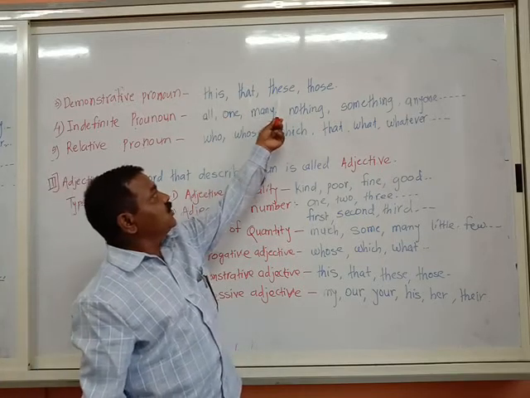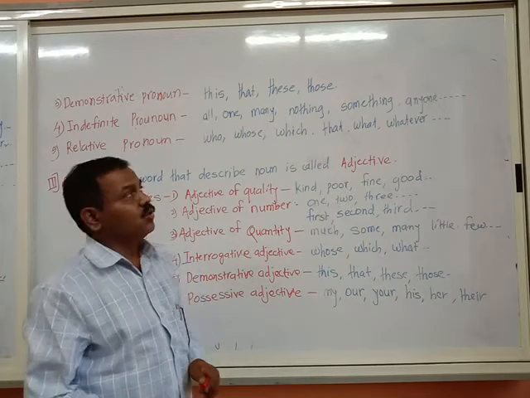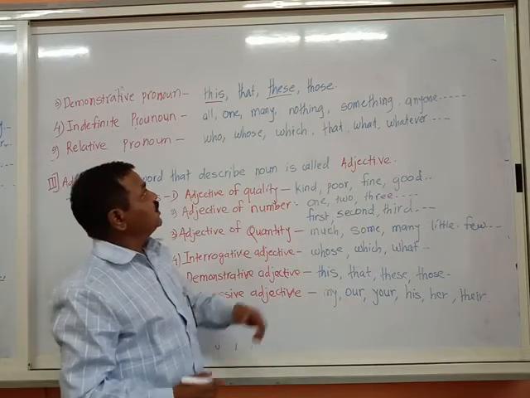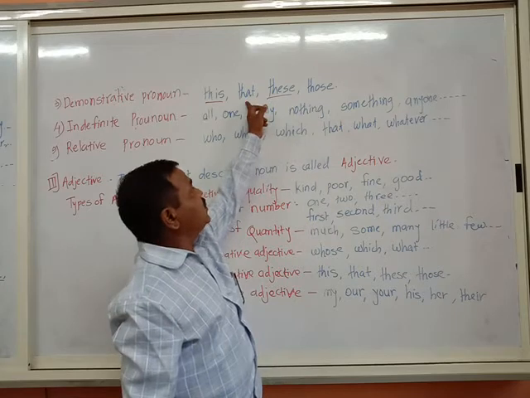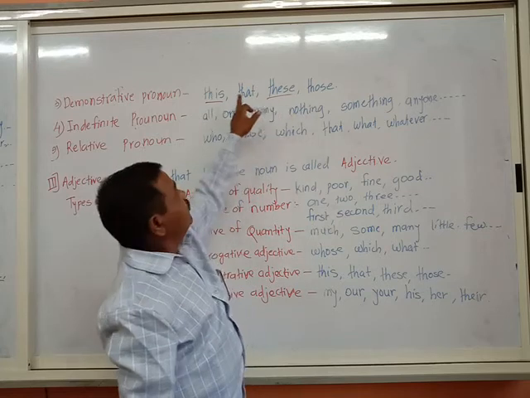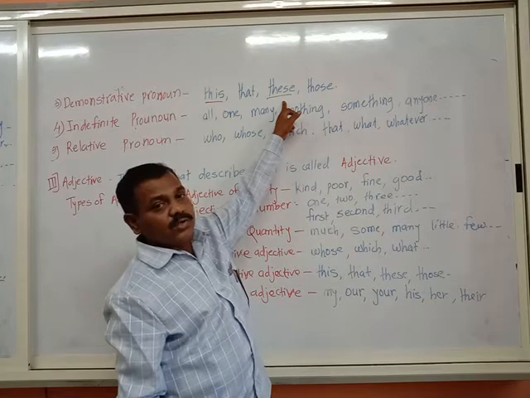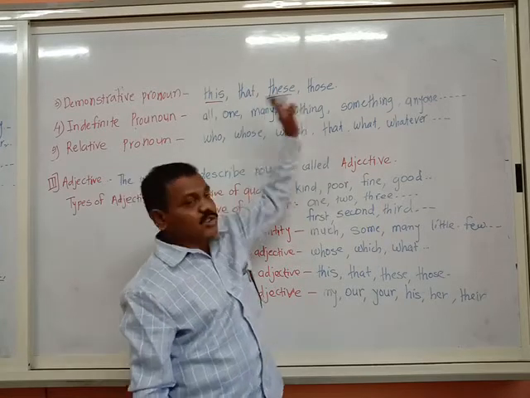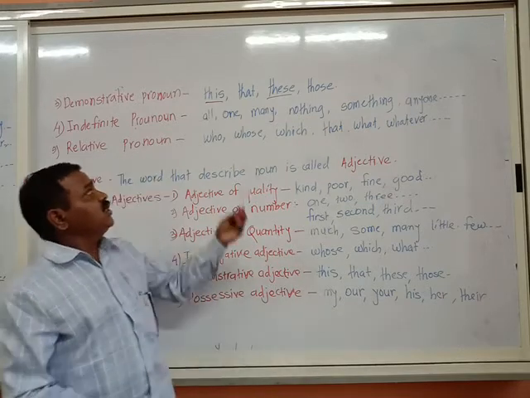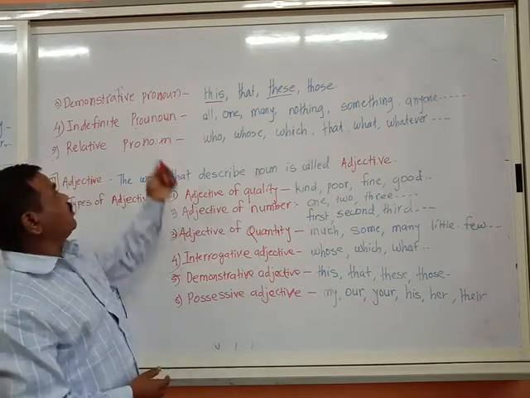This and these are used to show things that are very near, very close. Next, that and those. That is singular, those is plural. In the same way, this is singular and these is plural. When one thing is very near, we use this. When many things are very near, we use these. And that and those are the same cases to show things at a distance. These 4 pronouns are used to show something; that is why they are called demonstrative.